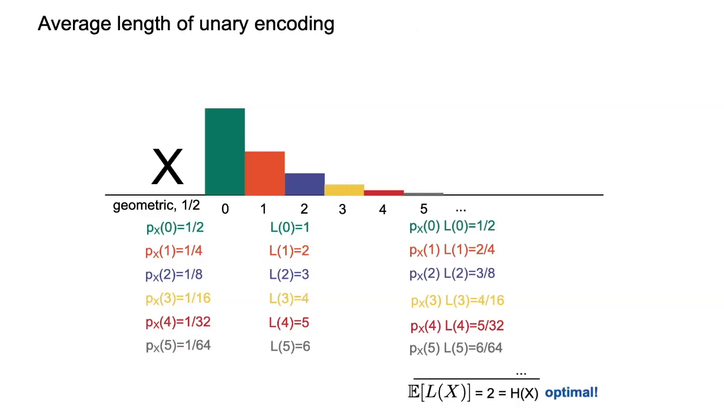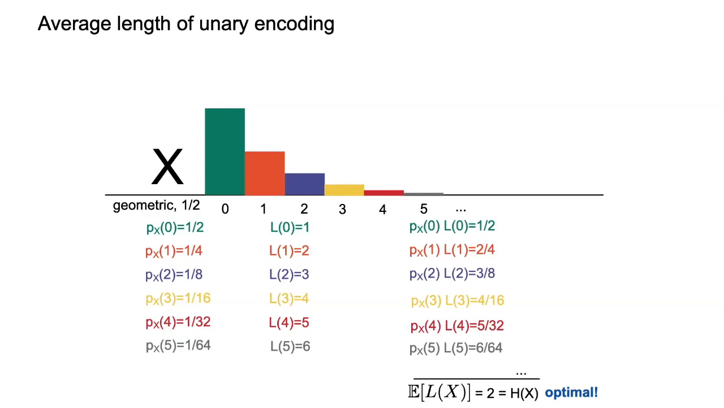And now comes the big surprise. I'm going to use the thermometer encoding. Can you believe it? The thermometer encoding, the one that is super inefficient. I'm going to put as many ones as the integer and then a 0. What is the average length of that? Turns out to be 2. So what I've just said is that the unary encoding is actually sometimes optimal.